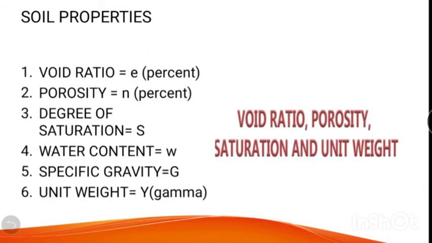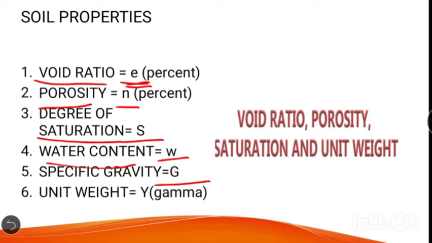Moving further, friends, there are basically six major soil properties which you should know. So I write them here simply. The first property is void ratio, represented by small e. Never confuse the capital and the small. Porosity is expressed as small n, degree of saturation as capital S, water content by small w, specific gravity as capital G, and unit weight is denoted by gamma. I will explain each and every term in detail.